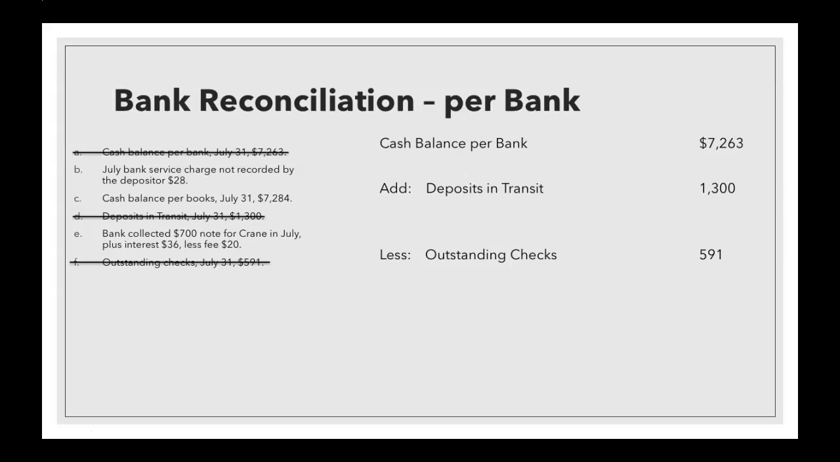Right, so we have our adjustments here over on the per bank side. There's one last step that we need to do. We need to find the adjusted cash balance per bank. So we'll take our cash balance per bank that we were given on our bank statement of $72.63, add in our deposits in transit, subtract out our outstanding checks, and we get an adjusted cash balance per bank of $79.72. And we'll keep that number in mind as we move over onto the per book side.